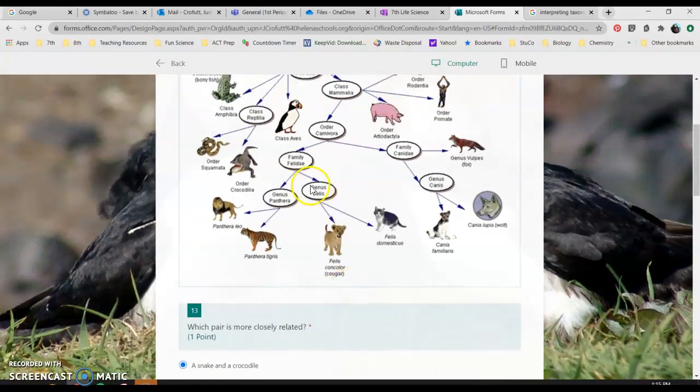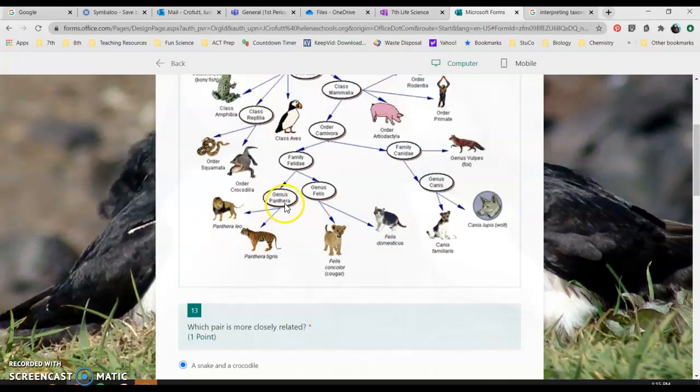So let's go ahead and find our Felidae family. We're going to find all the species that fit under that family. It looks like we have genus Panthera and genus Felis. Under genus Panthera, we have the lion and the tiger. And under the genus Felis, we have the cougar and the house cat. We're just using a species name though, so we're not going to say lion, tiger, cougar, or house cat. We're going to use their species name.